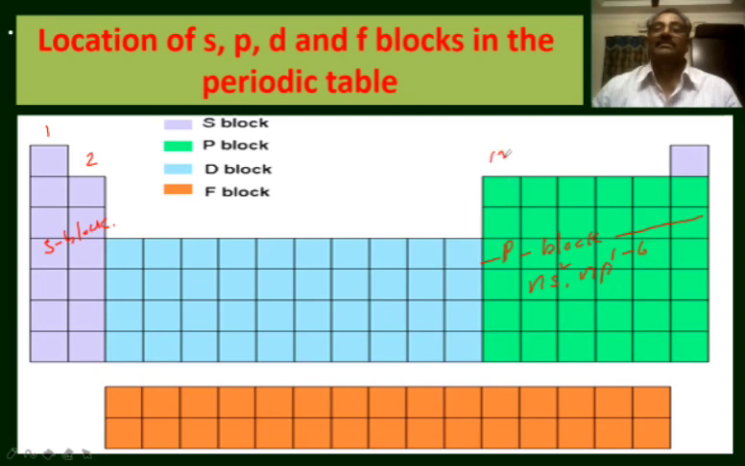The 13th group elements, 14th group elements, 15th group elements, 16th group elements, 17th group elements and 18th group elements together are said to be the p block elements, except helium. Helium is an s block element. The differentiating electron is in the s orbital of the valence shell.